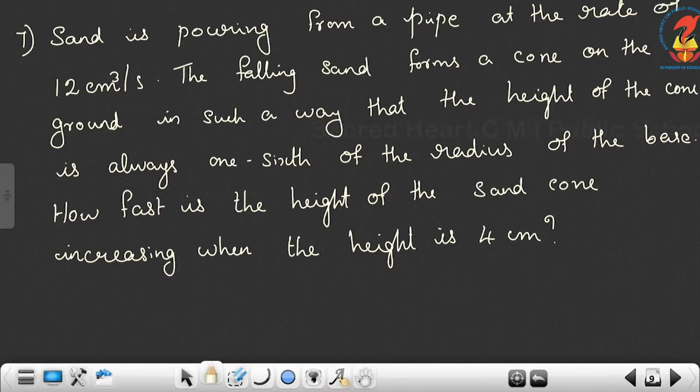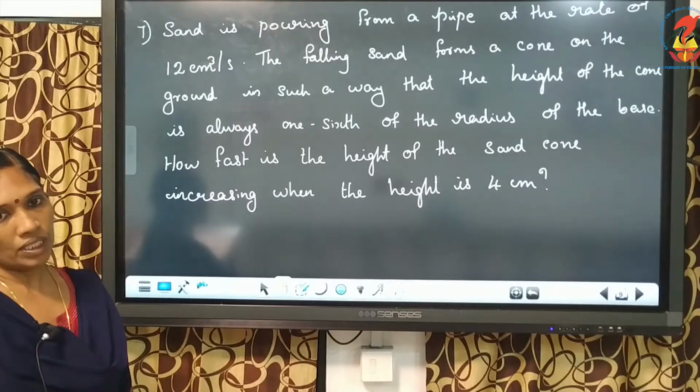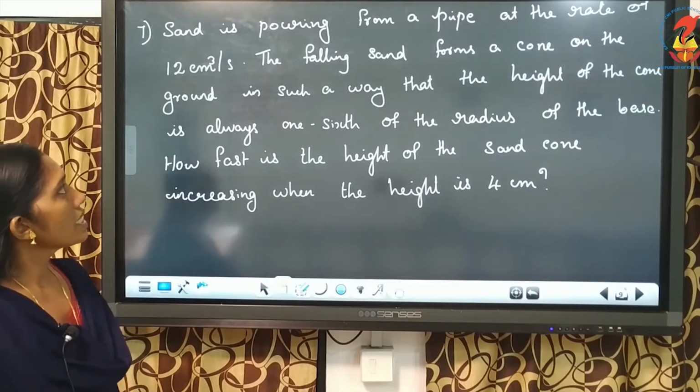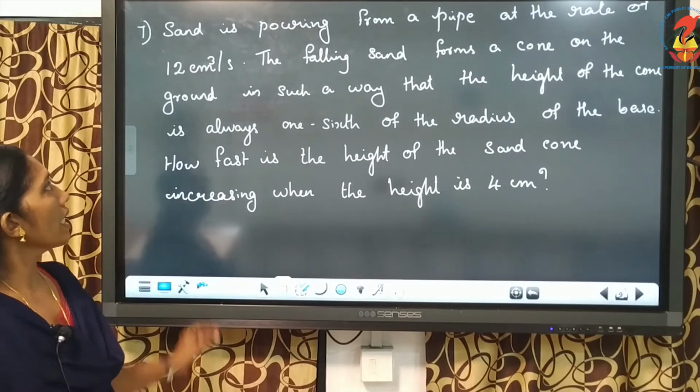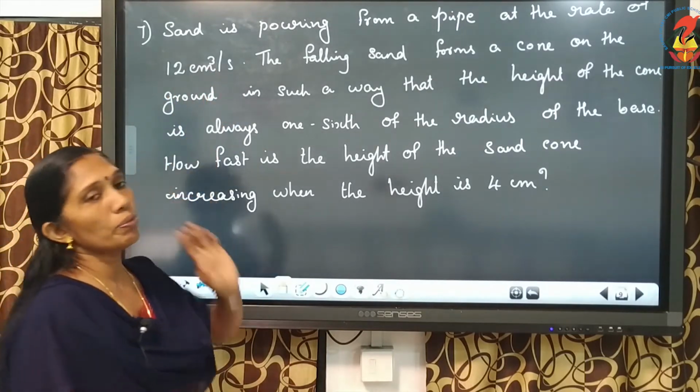Sand is pouring from a pipe at the rate of 12 centimeter cube per second. The falling sand forms a cone on the ground in such a way that the height of the cone is always 1/6 of the radius of the base. How fast is the height of the sand cone increasing when the height is 4 centimeter? Once again you read it.